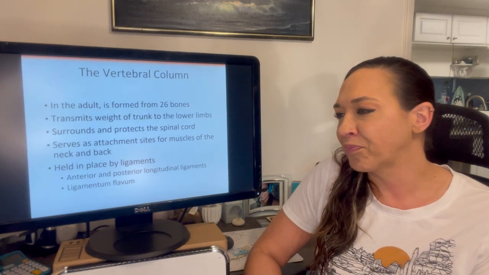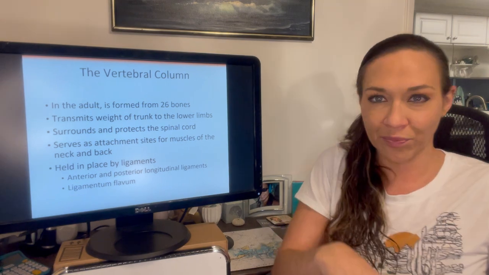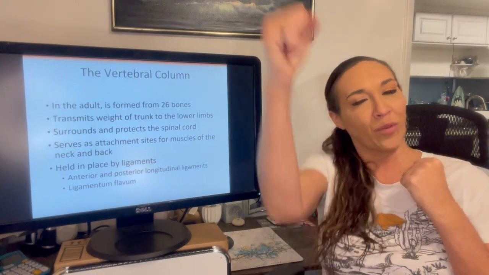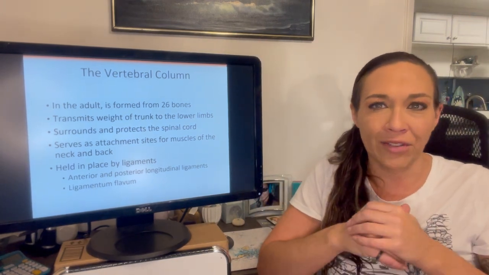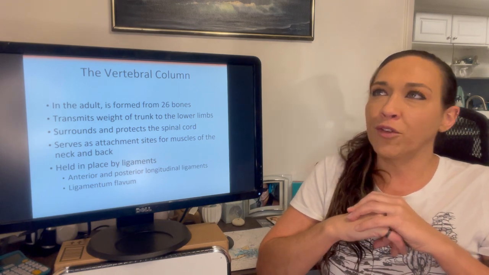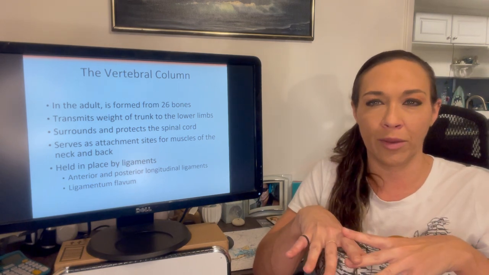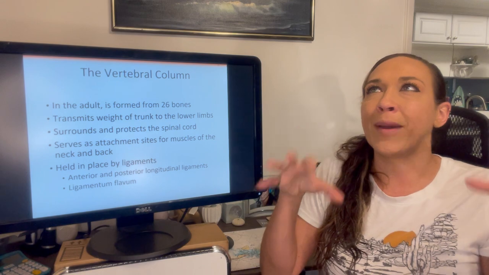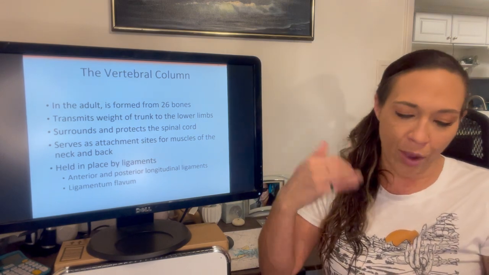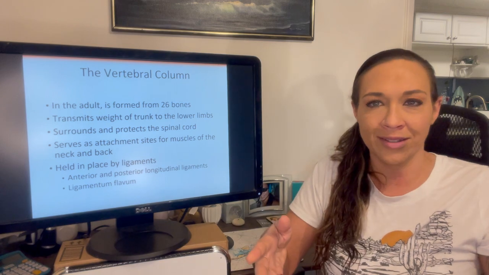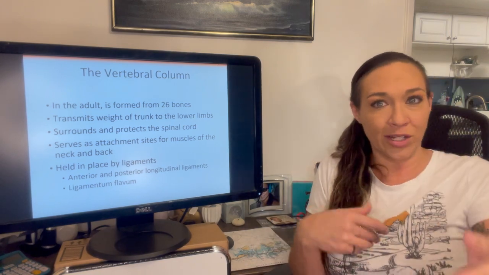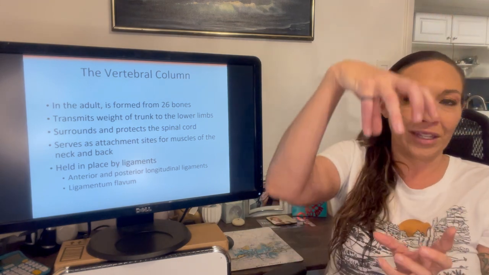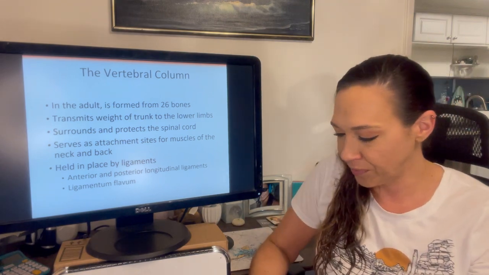All right. What else? We talked about protecting the spinal cord. It's also an important attachment site for the muscles in your back, so we can run around and move our arms and limbs. We do need a site of attachment, and the vertebrae are great for that. The vertebrae are held in place by ligaments, and we're going to talk more about the different types of ligaments. Really what we've got are the ligamentum flavum and the anterior and posterior longitudinal ligaments. So we've got front ones and back ones, going longitudinally, basically supportive ligaments, and that's what that means.